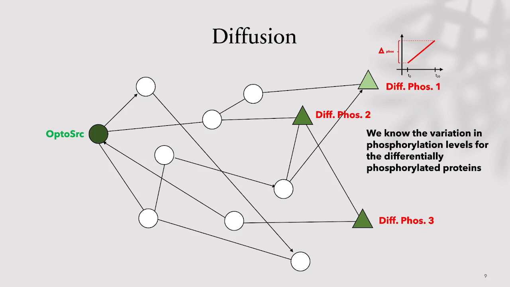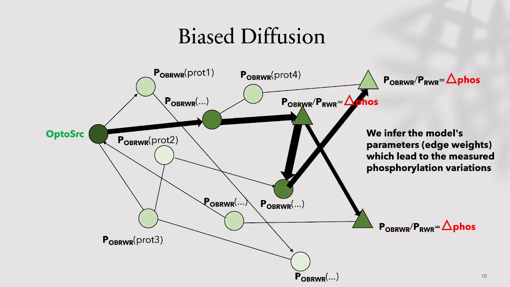So now, can we reconstruct how the information has flowed from opto-Src to these triangular proteins? Well, we can do that. We infer the interaction weights, which lead to the measured phosphorylation variations. How do we do this inference? We have shown, it's our theoretical result, that the problem is a linear program. That is, it is of a kind for which we have good optimizers. And so we can solve this problem for very big networks.